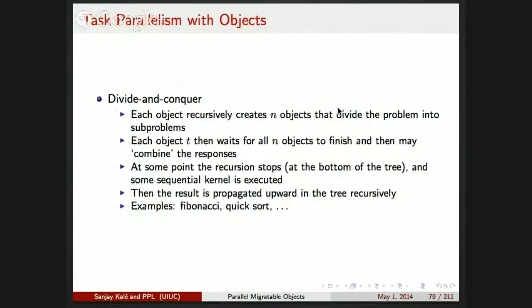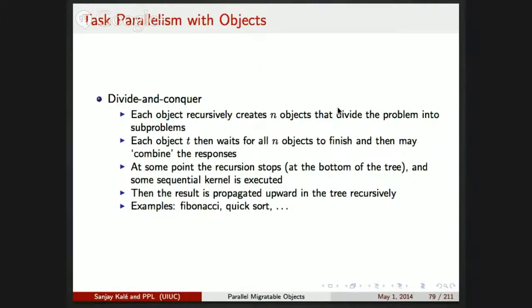Okay, so now we're going to move on a little bit to talk more about the decomposition in Charm and how that works. In this case, we're going to start looking at a divide and conquer paradigm in Charm++. In divide and conquer, each object is going to recursively create n objects that divide the problem into subproblems. Each object will wait for all n objects to finish and then combine the responses. At some point in the recursion, at the bottom of the tree, there's going to be some sequential process that knows to stop there, and then the result is propagated back up the tree recursively.